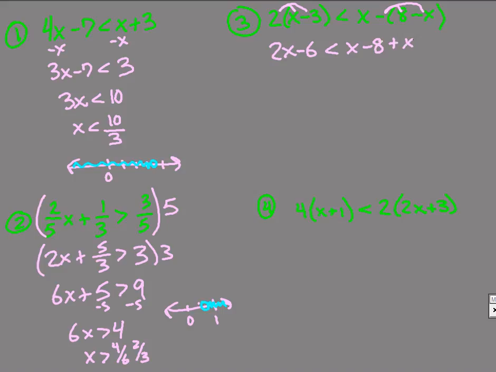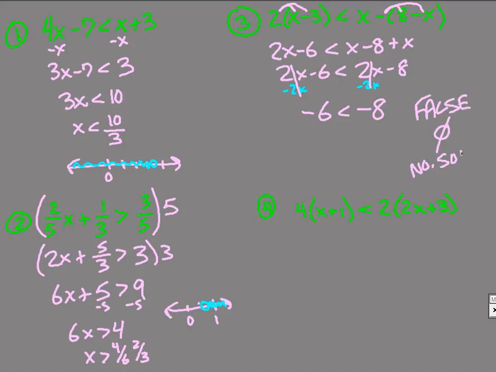I have x's together on the same side. I'll combine them into like terms. And here's why I like subtracting the x's first. When I subtract 2x from both sides here, well, they're going to go away. It leaves you with negative 6 is less than negative 8. Is negative 6 less than negative 8? No, it is not. This is a false statement. That means this is a no solution problem. No solution. So when I have my number line, I don't shade anything.